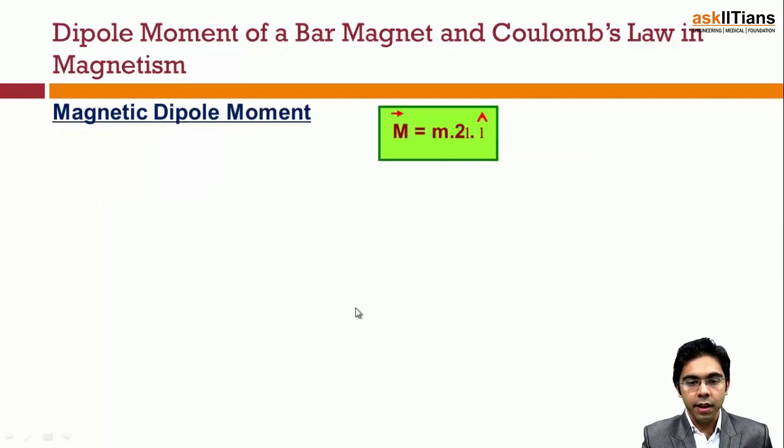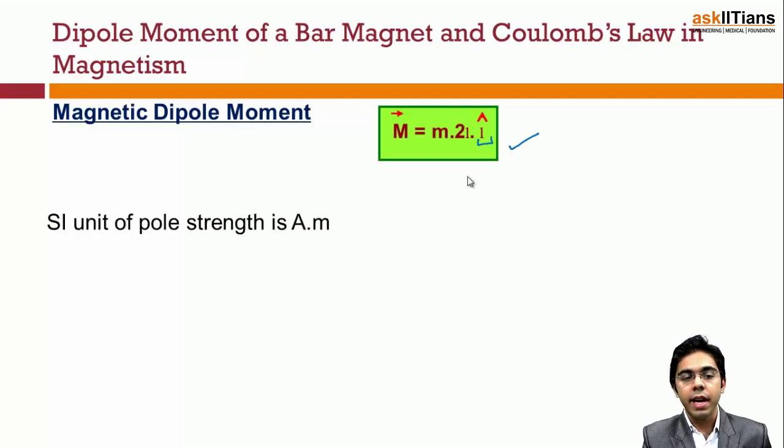So let's write this as capital M equals m into 2L. This is exactly the thing, and this L cap denotes the direction, that is the direction along L cap. Now the SI unit of pole strength is ampere meter.